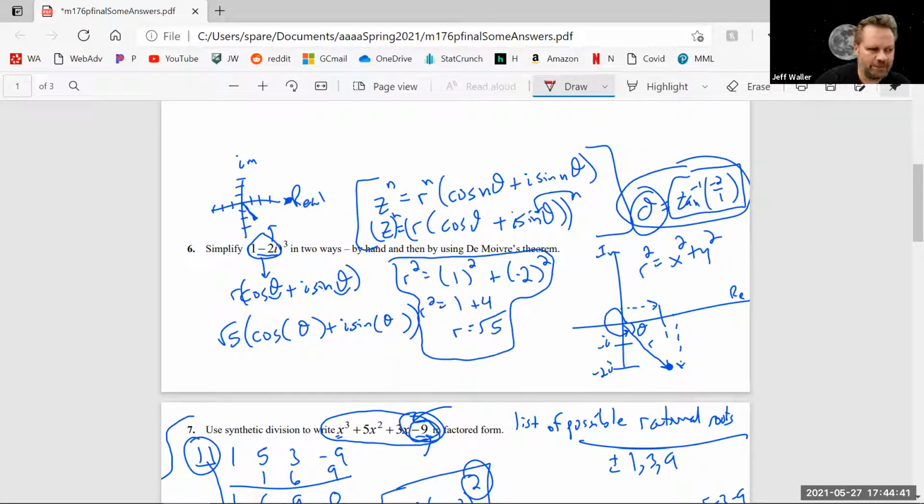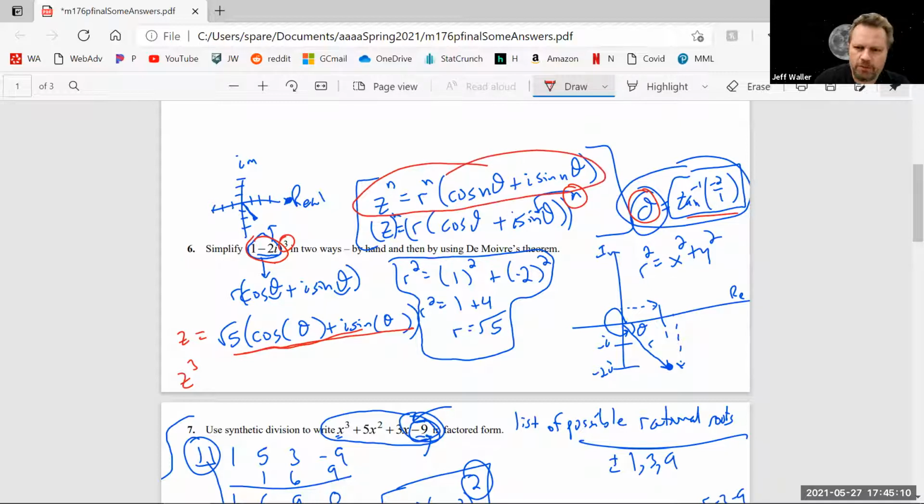Now we can actually do it. Now I want to take this and raise it to the third power, correct? Because this equals this if theta is this. I really want you to understand what we did. All I did was rewrite 1 minus 2i in a different way. So now I just have to cube it. And we have what happens when I cube a complex number written in that form.